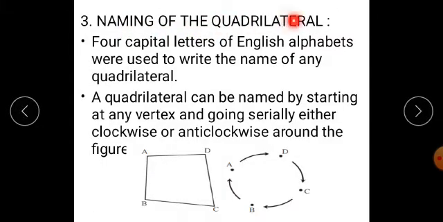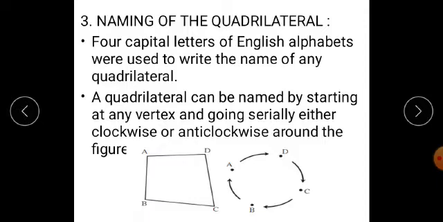Naming of the quadrilateral. Third and most important point: four capital letters of the English alphabet are used to write the name of any quadrilateral. A quadrilateral can be named by starting at any vertex and going serially either clockwise or anticlockwise around the figure.